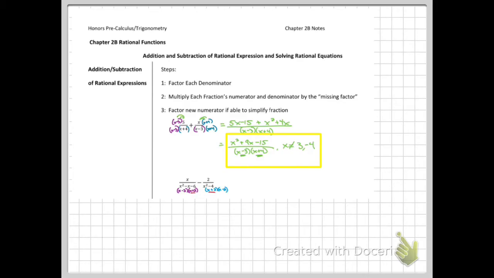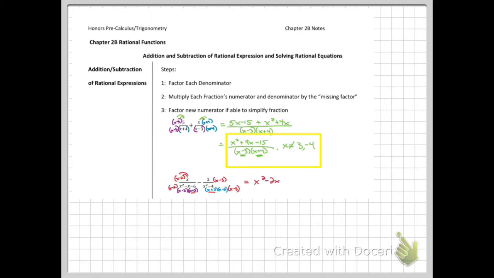I'm good. But the left one is missing x minus 2. So I'll multiply top and bottom by x minus 2. And the right side is missing x minus 3. So I'll multiply top and bottom by x minus 3. Remember, you actually do the multiplying on top, distribute.